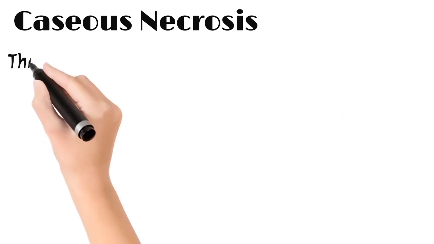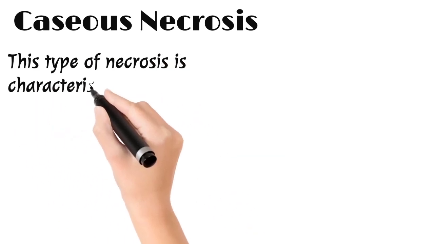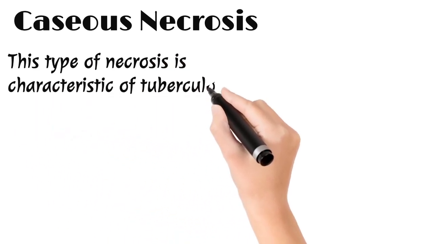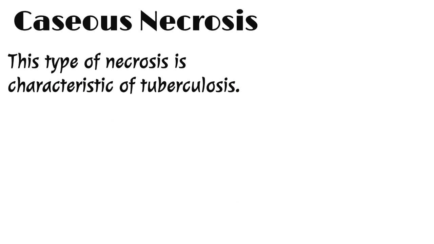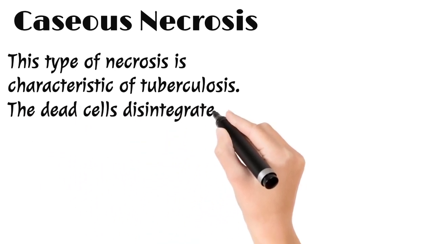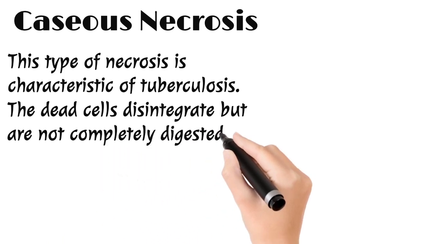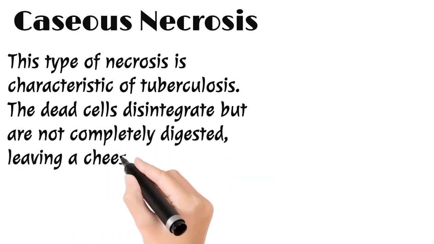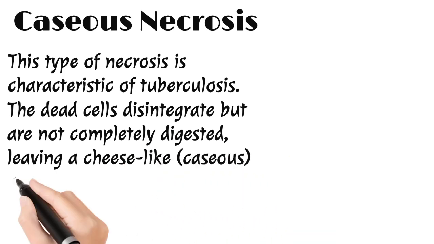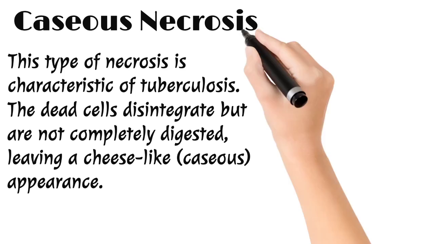Gaseous necrosis. This is a type of necrosis characteristic of tuberculosis. The dead cells disintegrate but are not completely digested, leaving a cheese-like appearance.